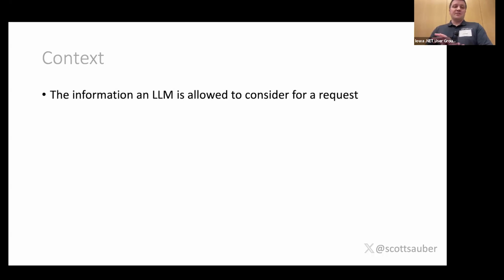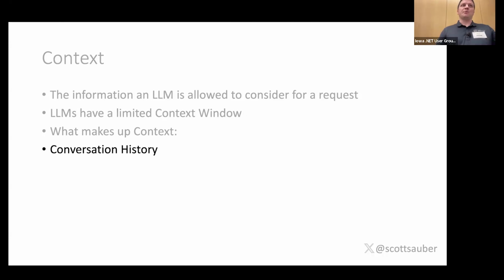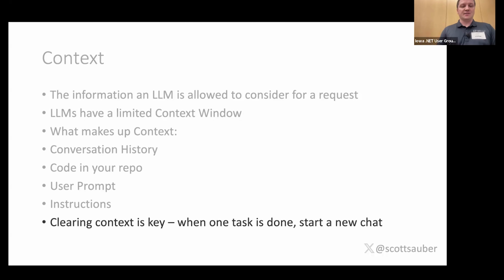All right, next thing I want to define is context. This is the information that an LLM is allowed to consider when it's trying to process your request. LLMs have what's called a limited context window, which means, honestly, AI is a lot like humans in a lot of ways. Just like humans, we can only keep so much information in our head. AI is kind of the same way. What makes up a context is your previous conversation history, the code that's in your repository, the user prompt of what you asked it to do, and the instructions.